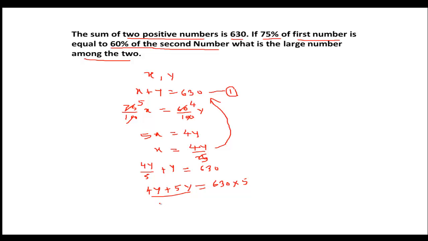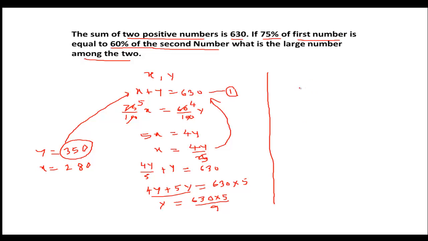Taking 9 to the other side, you will get y is equal to 630 multiplied by 5 divided by 9, and therefore we get y is equal to 350. Putting this value of y in equation number 1, we get the value of x as 630 minus 350, that is equal to 280. So the required number is 350.